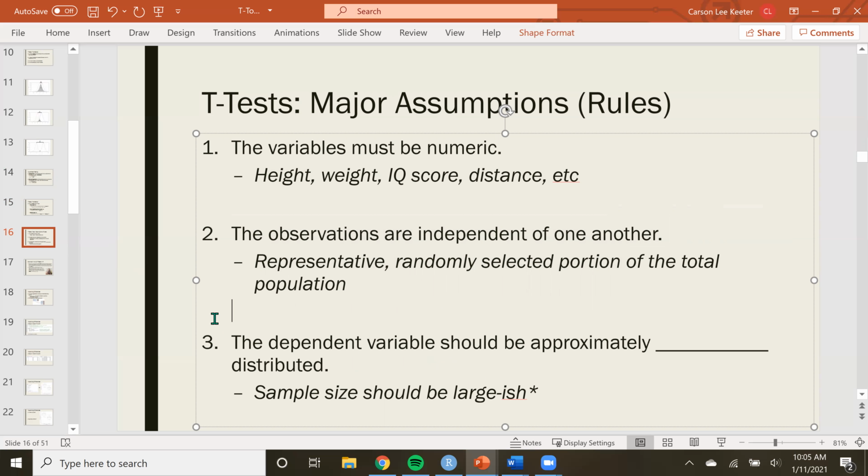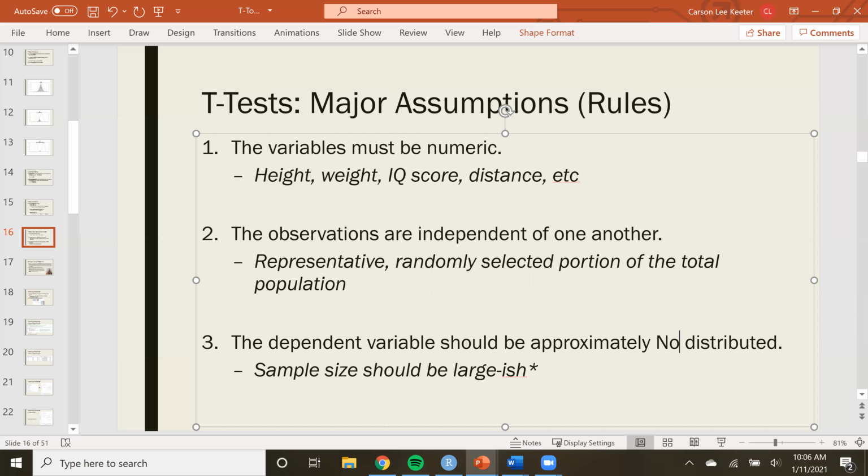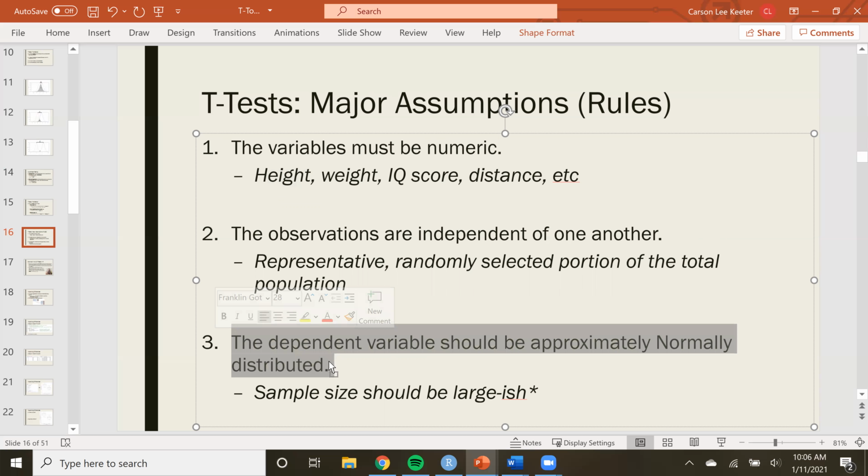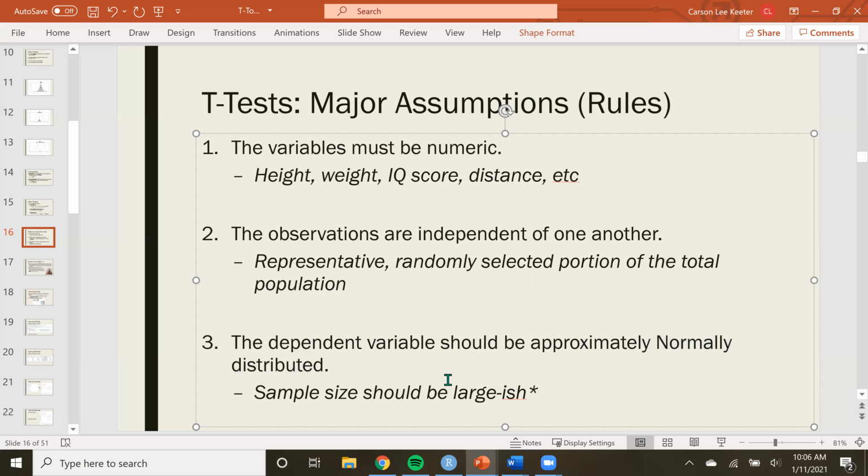And then the last rule that we have to meet is that the dependent variable, or the thing that we are measuring, so height or weight or IQ score or whatever, is approximately normally distributed. Now, here's the deal with this rule: if your sample size is big enough, then this is met, okay? So you do not always need to plot a histogram of our two groups and check the normality, the kind of symmetricness of that histogram. You don't have to do that if your sample size is large.